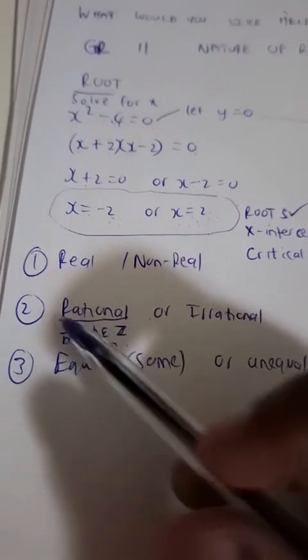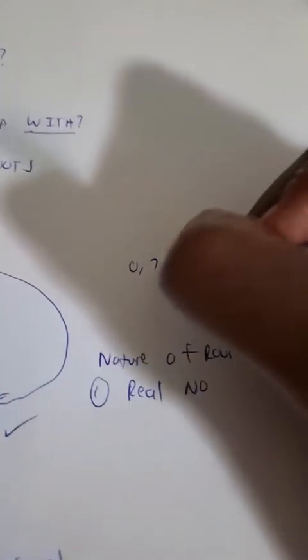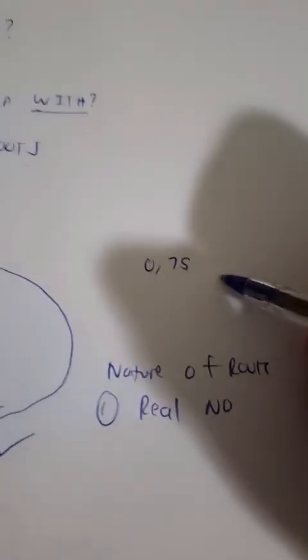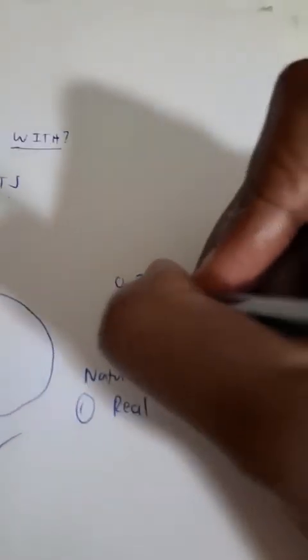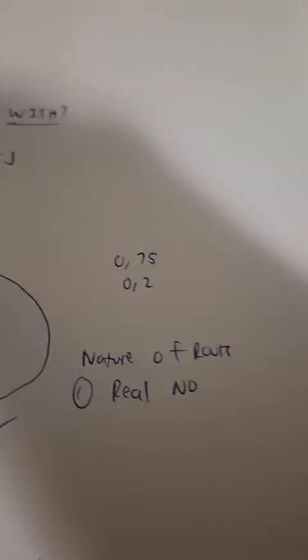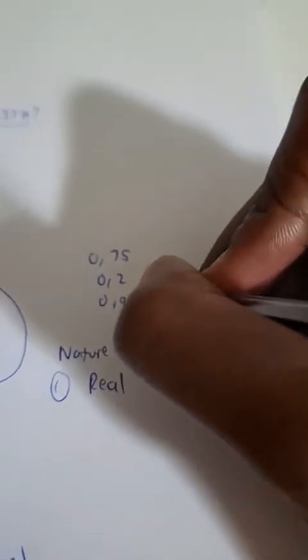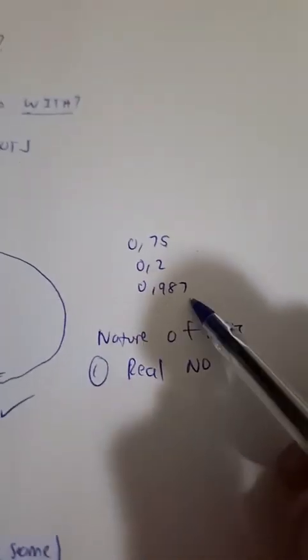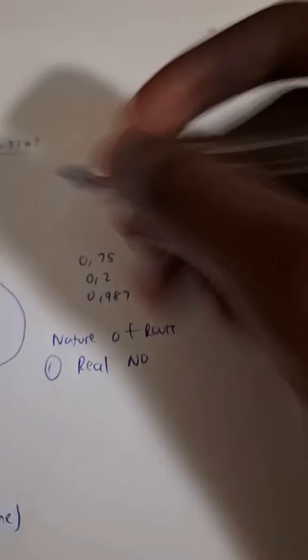When we look at decimal numbers of rational numbers, they can be one of two things. They can either be terminating numbers. In other words, if you write a decimal, it will be 0.75, stop. It doesn't go on forever. 0.2, stop. Doesn't go on forever. 0.987, stop. Doesn't go on forever. So these are terminating decimals.